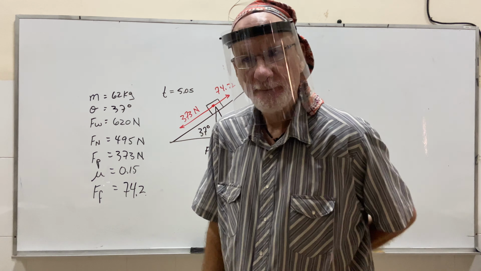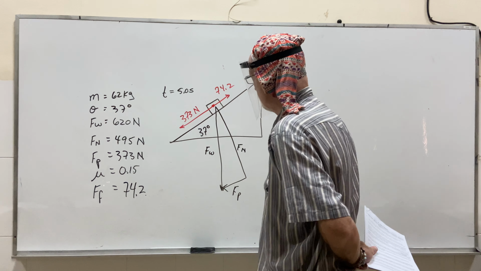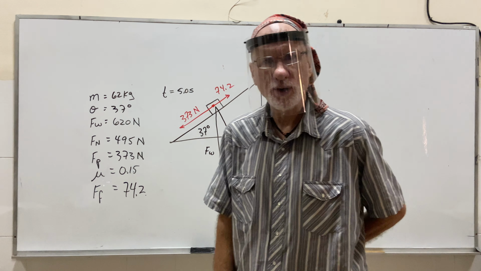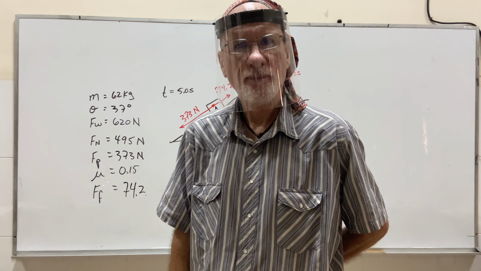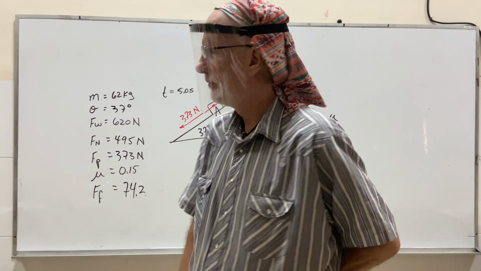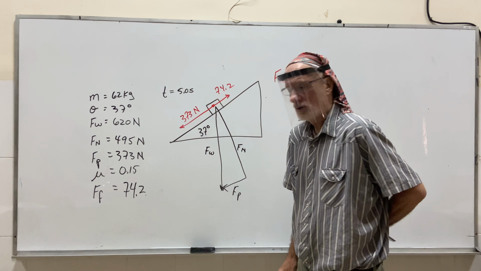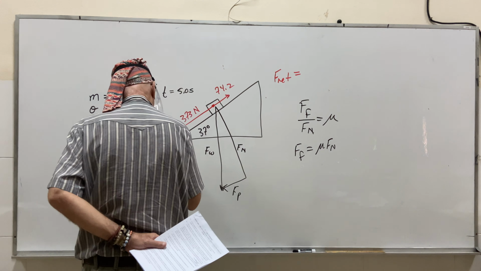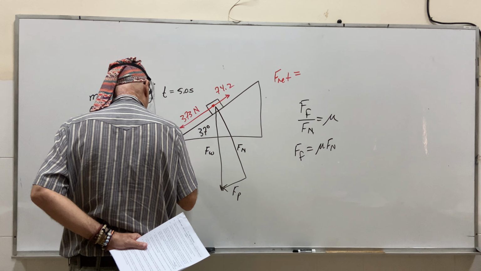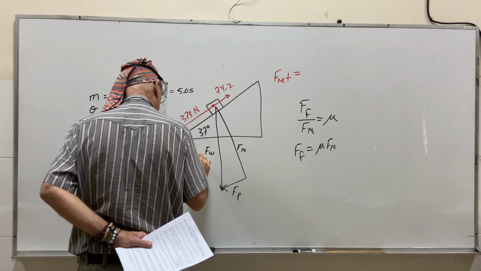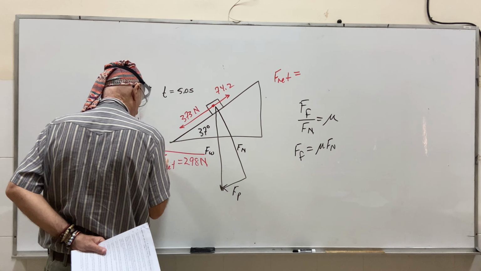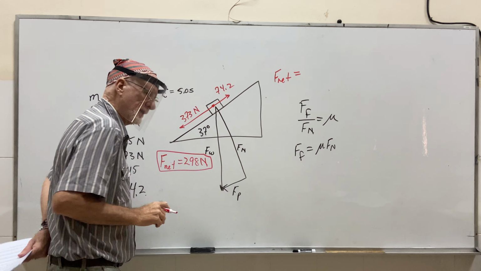373 minus 74.2, which is 298. Yes, 298. So my net force is 298. Is that okay? Yep, that's right. 298.